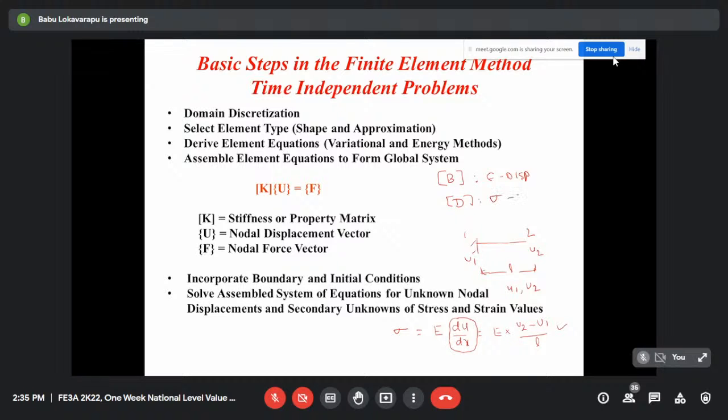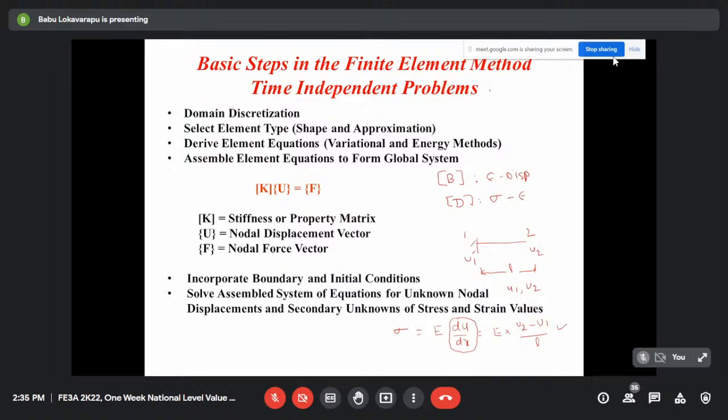This is the stress-strain relationship matrix. These two matrices are very, very important in solid mechanics. And in elementary strength of materials, you might have learned about strain-displacement relations. It depends on whether it is 2D or 3D.